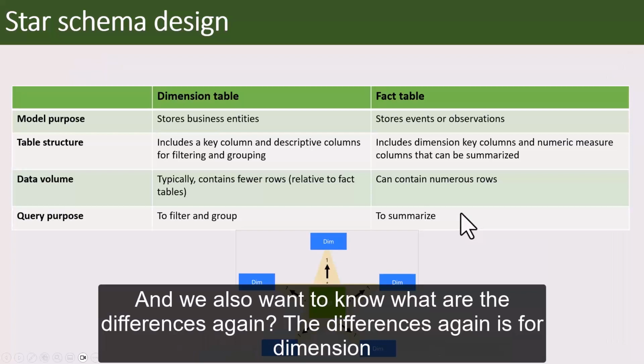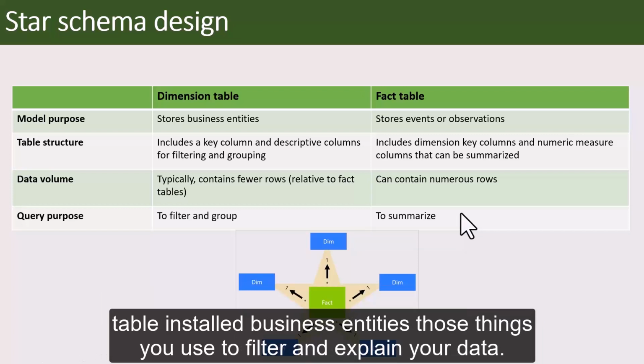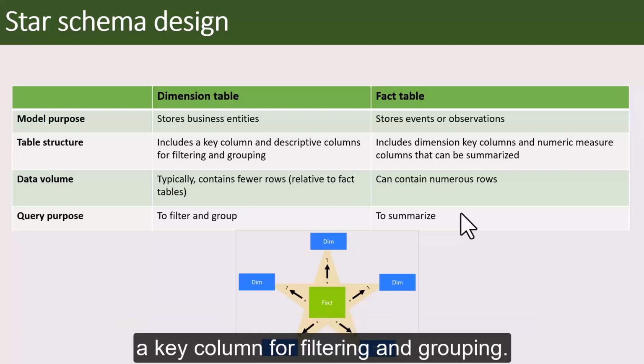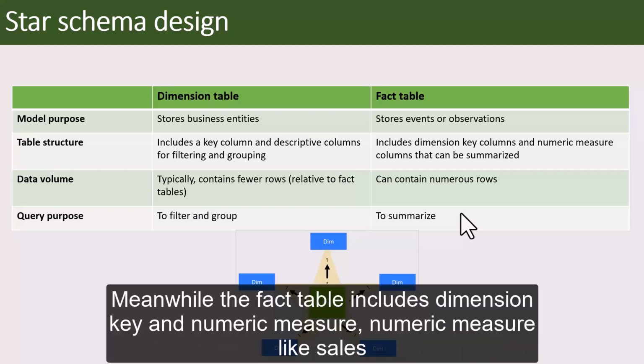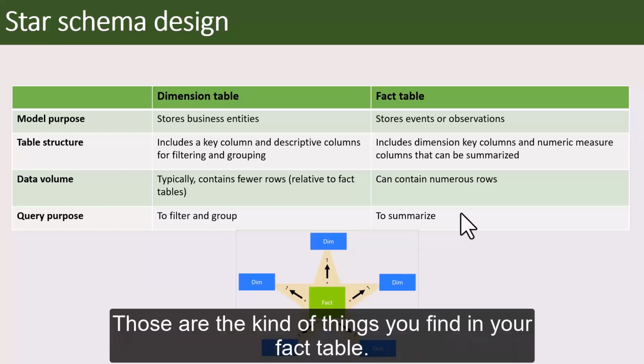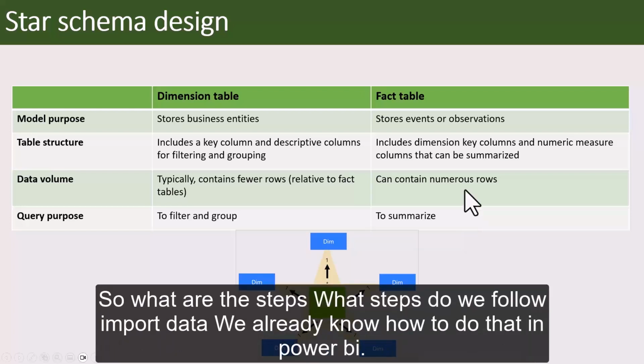And we also want to know what are the differences again. The difference is, a dimension table stores business entities, those things you use to filter and explain your data. The fact table does what? It stores events and observations. The dimension table also includes a key column for filtering and grouping. Meanwhile, the fact table includes dimension keys and numeric measures. Numeric measures like sales, discounts, profit, number of units sold. Those are the kind of things you find in your fact table.